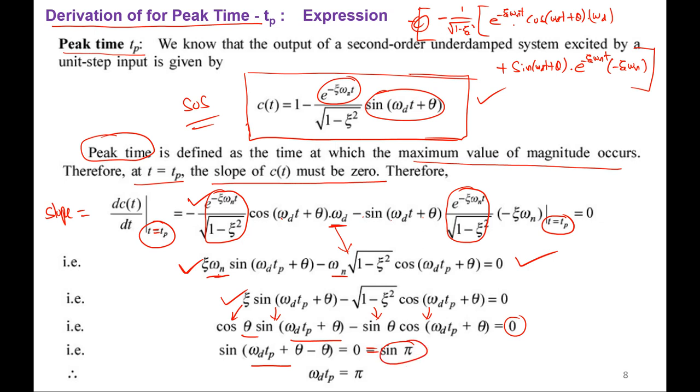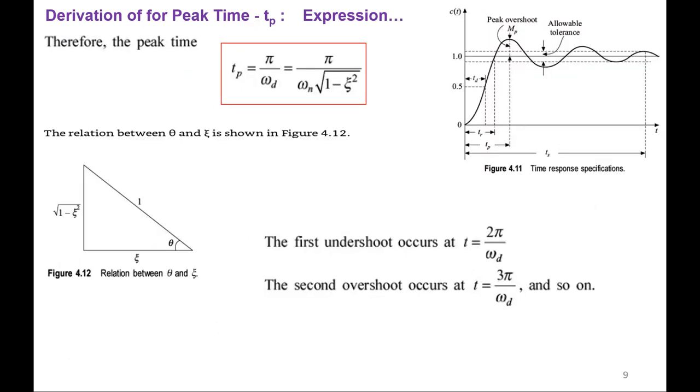It is not sine of 0 because the poles are lying in the second quadrant. Second quadrant means it should be 180 degrees. So sine of 180 degrees, which in radians is sine pi; pi radians equals 180 degrees. So equate this. Theta will get cancelled. Omega d Tp equals pi. So what is Tp? Tp equals pi by omega d.